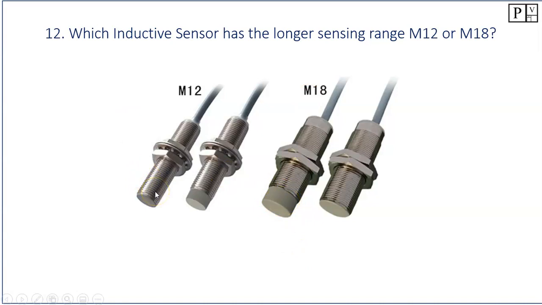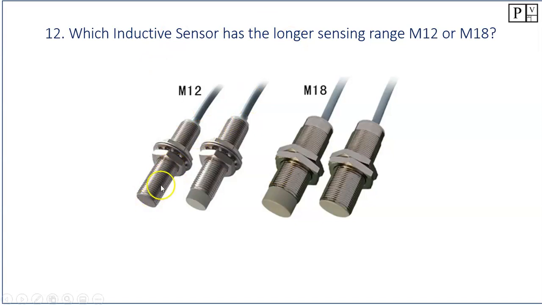This one we saw for our class had 6 mm of sensing distance. This one had a maximum of 8 mm, so it's not like we're talking about inches of difference. We're literally talking about 2 mm difference between the M12 and the M18. Okay, later on I'm going to ask you about shielded versus non-shielded.